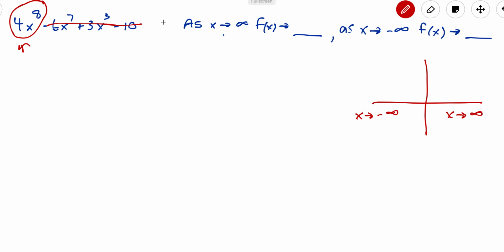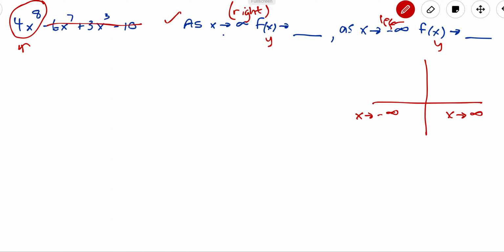And this is how it looks when it's written in mathematical notation. As x approaches positive infinity, f of x, which is the y, approaches what? And as x approaches negative infinity, the y approaches what? So this first phrase would be like the right-hand side of the graph, and this would be the left, going to the left.